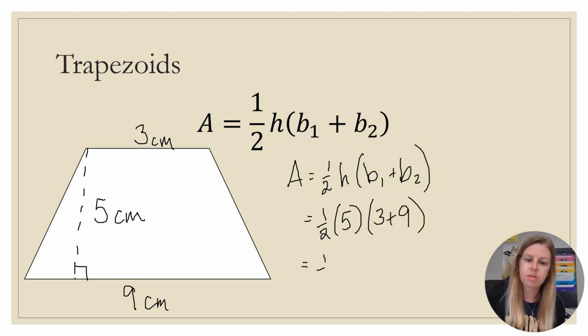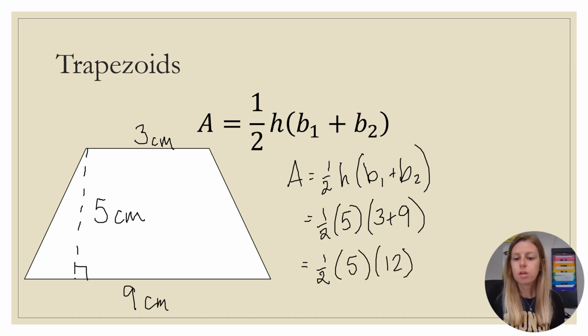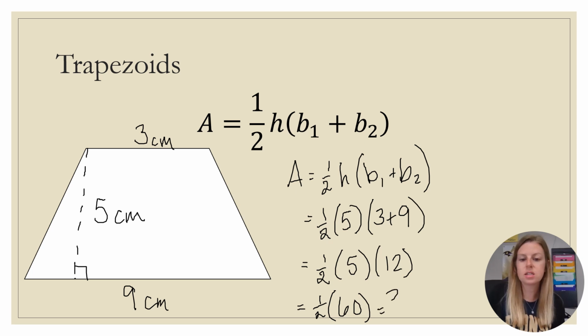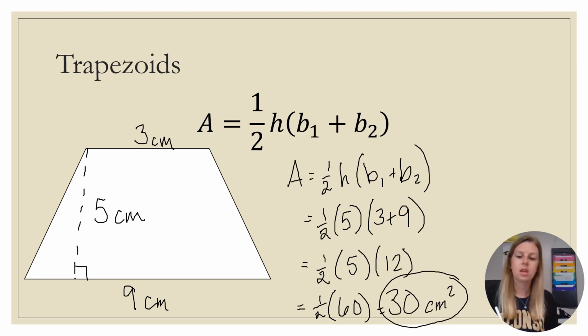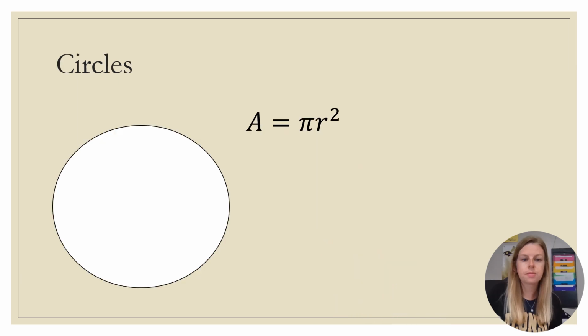I'm going to go ahead and simplify that first parenthesis. So I have 1/2 times 5 times 12. That's 3 plus 9. Throw it in the calculator, right? Or you can do 5 times 12 divided by 2, however we want to organize it. We'll go ahead and do that. We get 1/2 times, and then 5 times 12 is 60. 1/2 of 60 is 30, so that's 30 centimeters squared because it's area. Area is always measured in squared units. All right, that's our trapezoids.